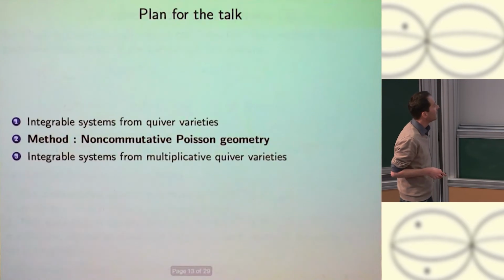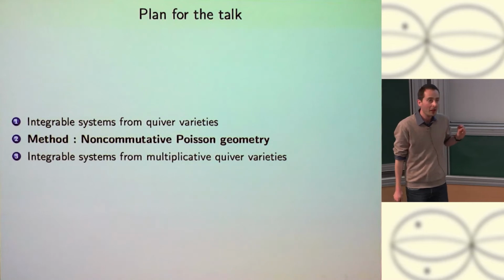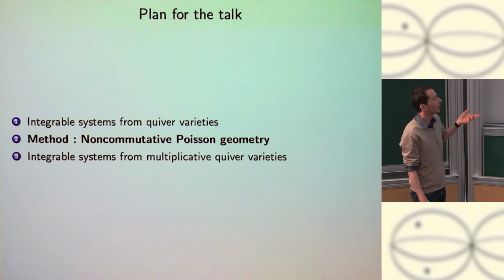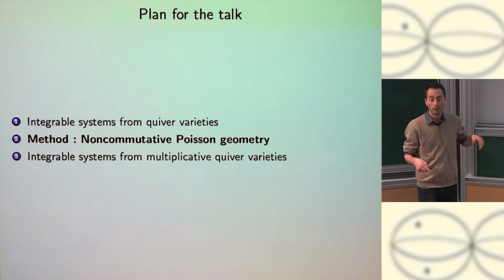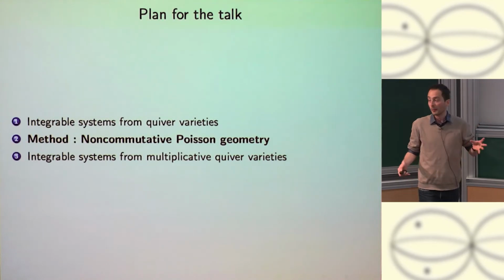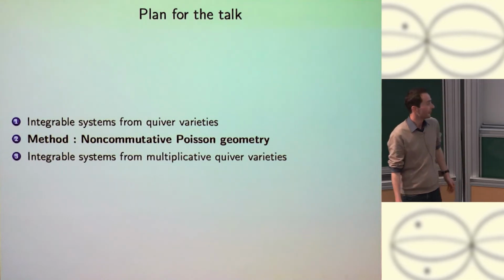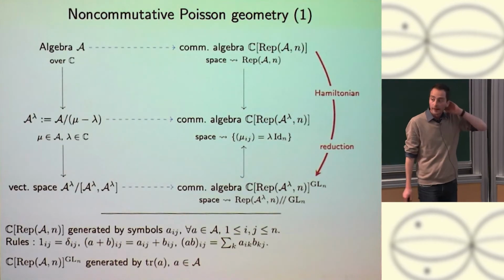Okay, so now for this non-commutative Poisson geometry, let me explain how I'm computing things. Here you could have the idea that I'm playing with big matrices, not many variables maybe, but really big matrices with lots of indices, and obviously you would like to do some computations without indices, because that's painful otherwise.